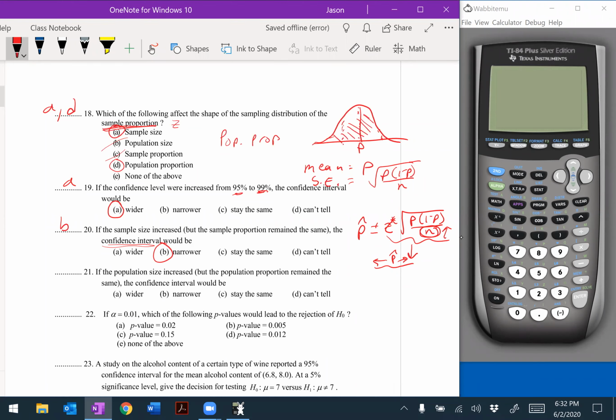If the population size increased, the confidence interval would do what? Well, it would not change at all, because none of this, oh, these are p hats, there you go, because none of this involves population size. It's just the sample size, not population size. We care less about the population size. So it would stay the same.